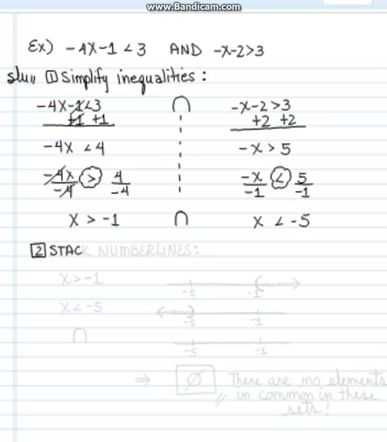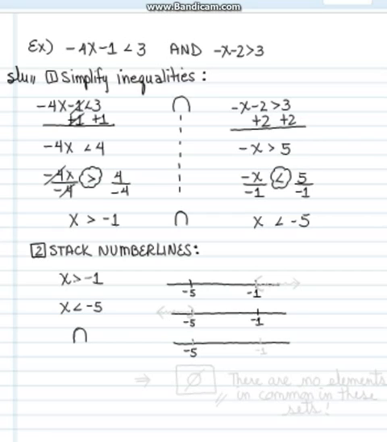So step 2, stack the number lines. First we stack the number line for x is greater than negative 1, and then x is less than negative 4, and then the intersection of these two. Upside down cup is intersection. The first number we'll stack is the smaller number, negative 4, and then the larger number to the right is negative 1. That's the larger one.